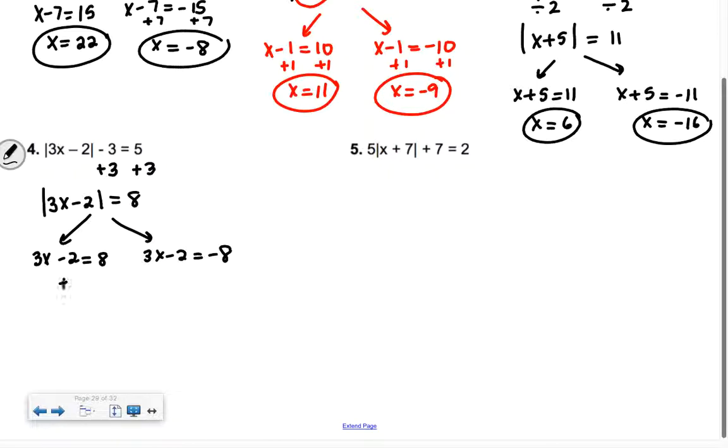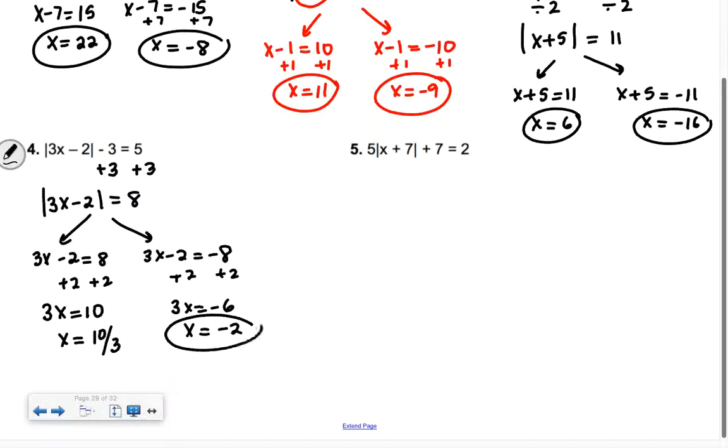All right, so I'm going to add 2. So I get 3x equals 10. And I get x equals, if I divide by 3 and divide by 3, I'm going to leave it as 10 over 3. So you can leave it as an improper, just reduce. You know, if you had 20 over 6, we would reduce to 10 over 3, right? All right, so the next one, if I add 2, I get 3x equals negative 6. And I get x equals negative 2. Those are my two answers.